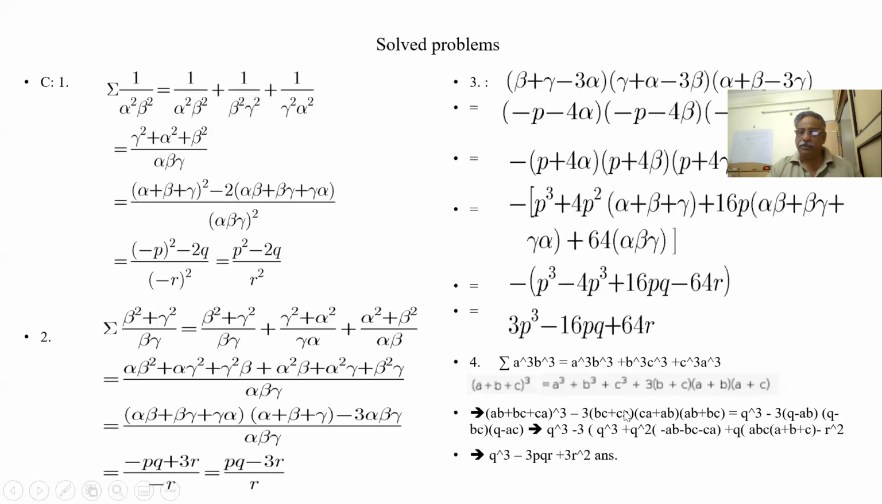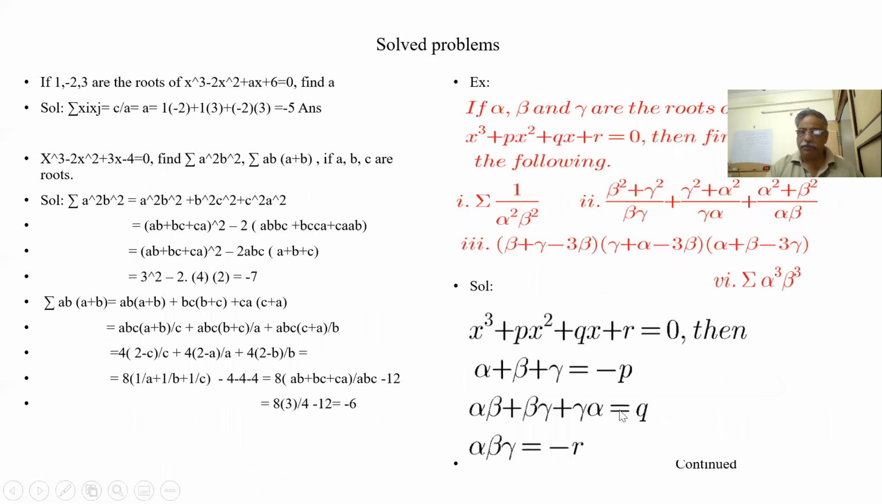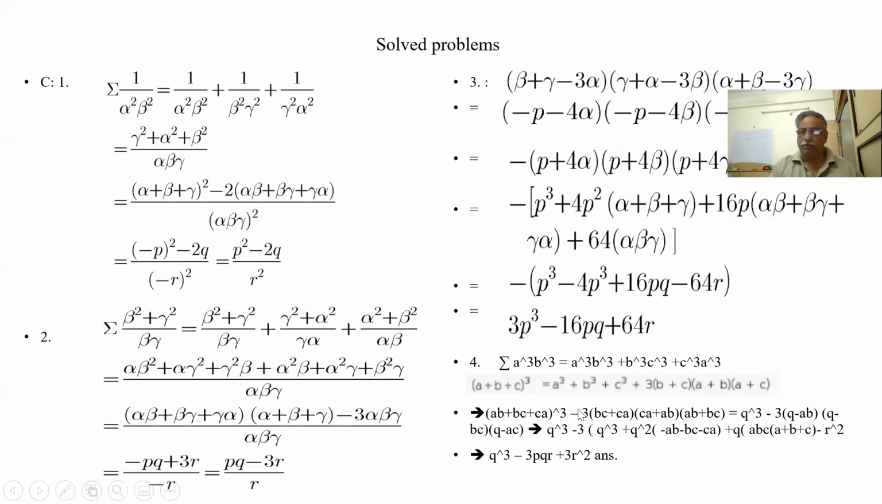So minus 3 into, bc plus ca can be written as q minus ab. This is q minus bc, this is q minus ca, because the sum of the two is what? ab plus bc plus ca is q. Instead of alpha, I have used a, b, c here for typographical easiness. So q cubed minus 3 into q minus ab, q minus bc, q minus ca. It has become the same, only instead of plus it is minus.